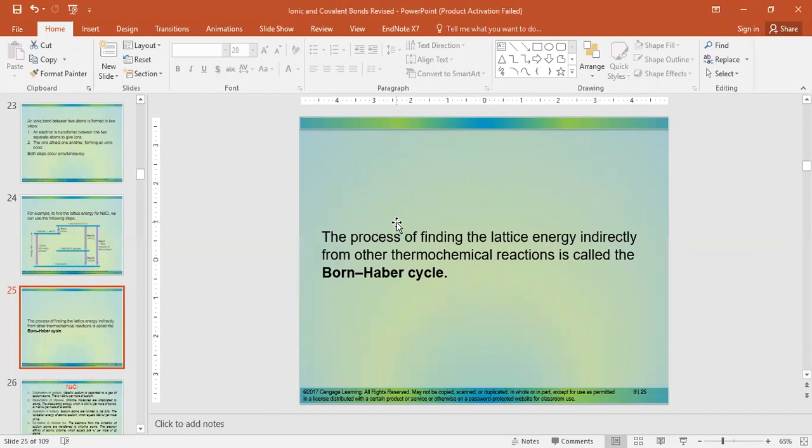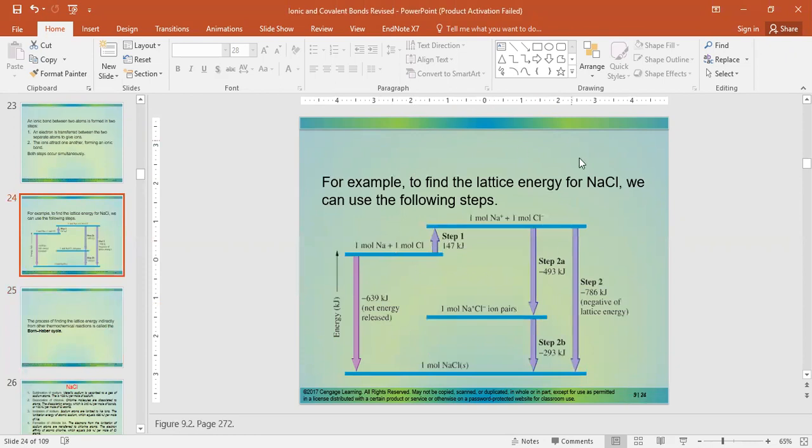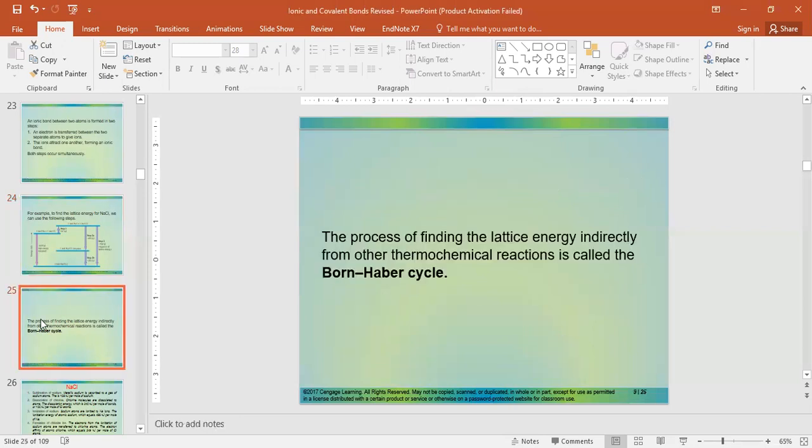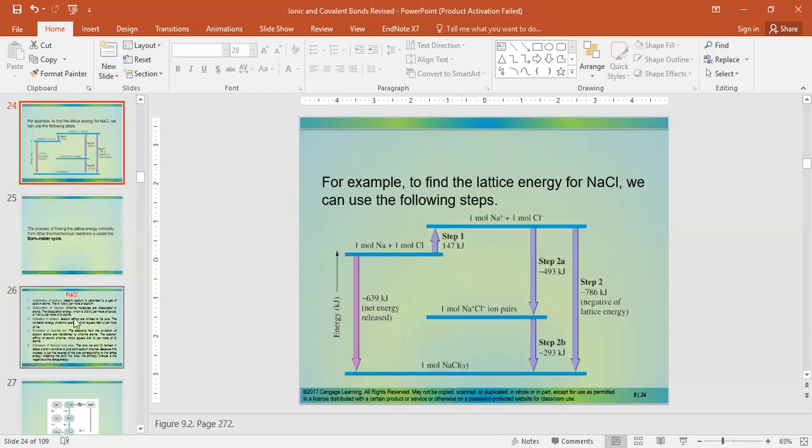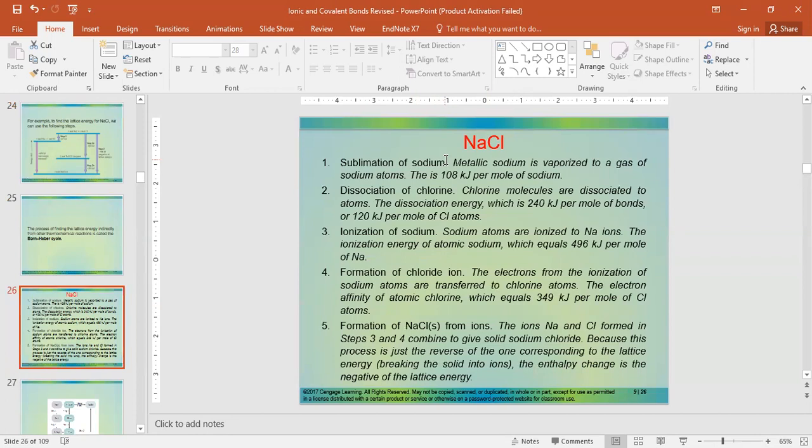Now, the process of finding the lattice energy indirectly from other thermochemical reactions is what we call the Born-Haber cycle. So the whole of the illustration here is about the Born-Haber cycle. You are following the transitions of the species involved so that you can tell how much energy comes as a result of those particular steps. So what we have shown there is an example of a Born-Haber cycle. Further about this sodium chloride, we are still explaining what is happening here.